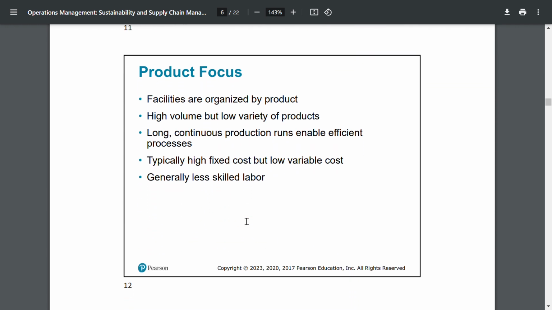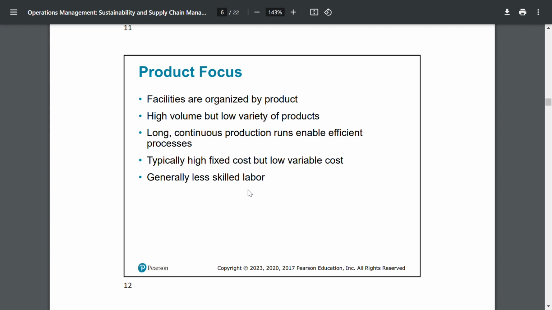And now we have the product focus. The product focus is, as we said, high volume but low variety of products, and examples are food production and consumer items production. These are all examples of product focus. Now, there are long continuous production runs.